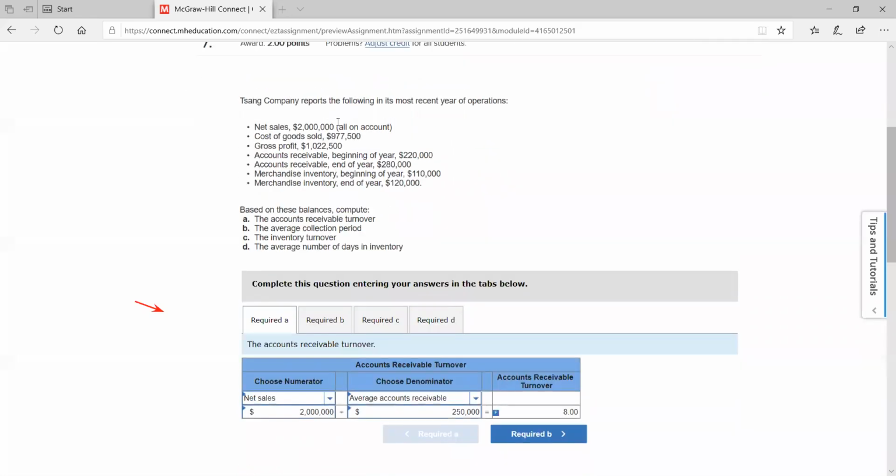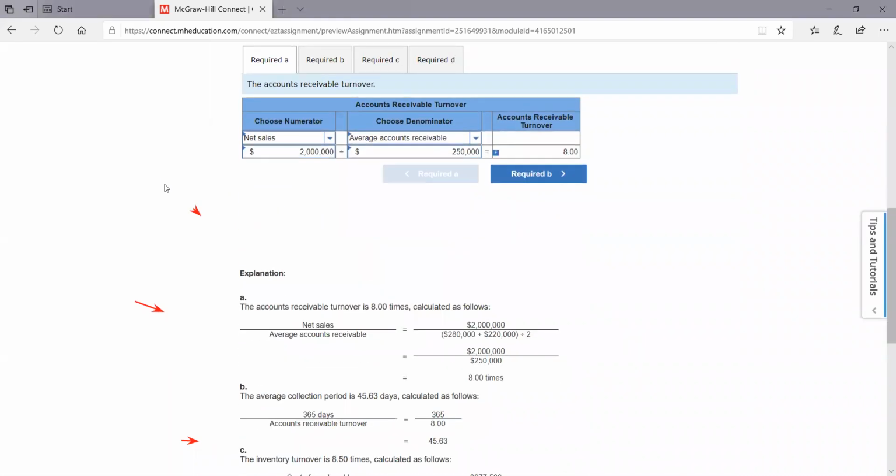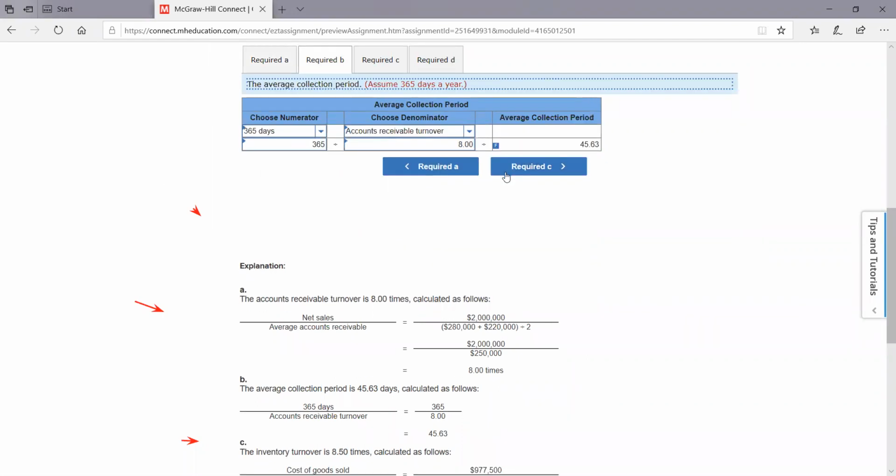So on the first one, they take net sales, divide by average receivables. And remember, on your average receivables, you have to divide by 2. So on this one, I'll show you this here. They give you the AR at the beginning and AR at the end of the year. And down here is basically them showing you the calculation on that one. And then, of course, once you get that, you just take 365 and divide by that AR turnover, and the average collection period is about every 45.63 days.